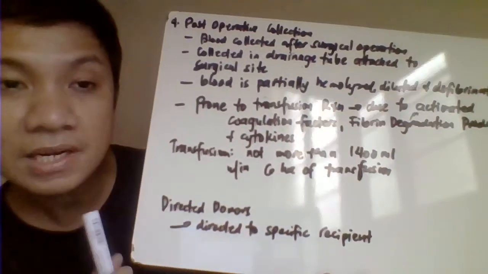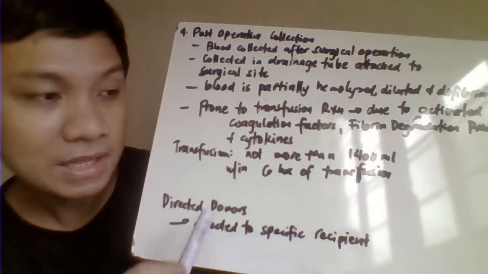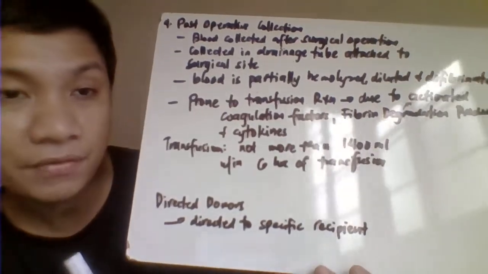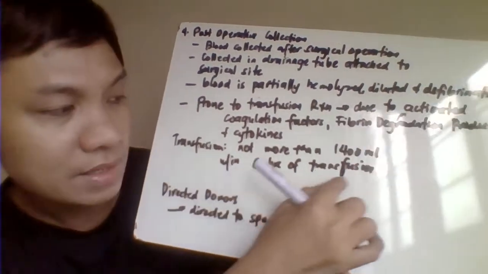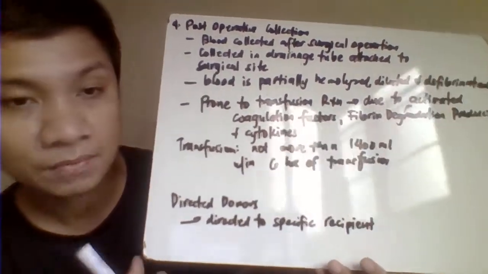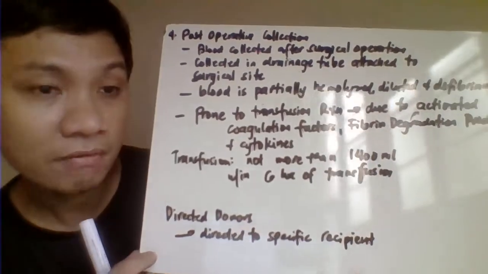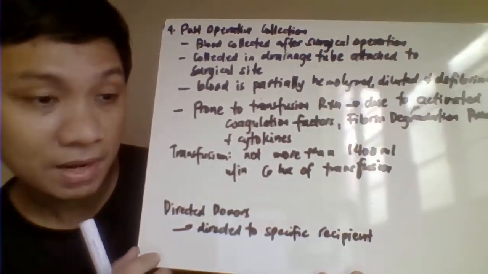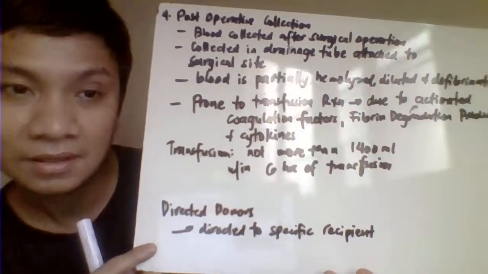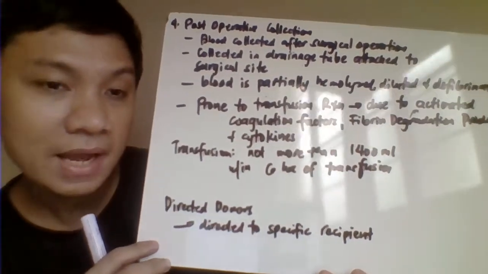Transfusion should be done within 6 hours of collection. Within 6 hours of collection, not of transfusion. Approximately, you are transfusing not more than 1,400 ml of the blood to the patient. Okay, then we also have the directed donors.